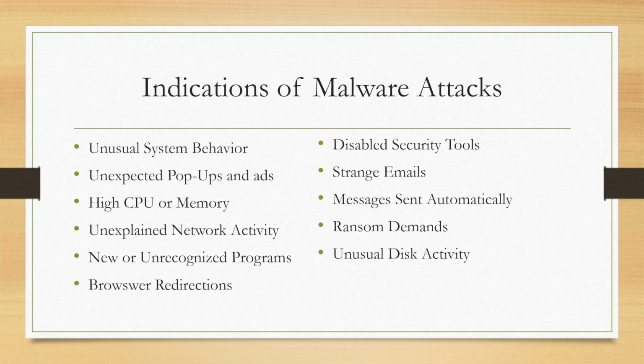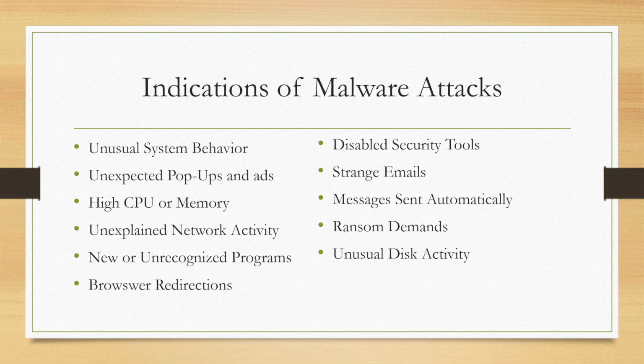Now, indicators of compromise, indications that you may have malware installed on your computer, are things like unusual system behaviors. They might slow down or freeze or crash randomly. We might have unexpected pop-ups, like for adware or spyware. We might have high CPU or memory utilization even though we're not doing anything, like cryptojacking or anything like that. We could have unexplained network activities where our malware is reaching out to a C2 environment. We could have new and unrecognized programs start showing up on our computers. We can have browser redirections where we try to go to a website, but they didn't really take us there.